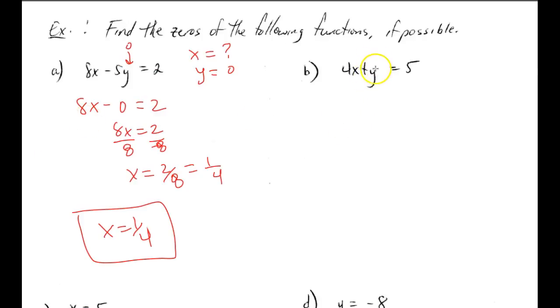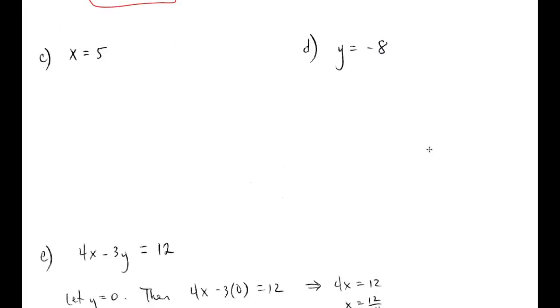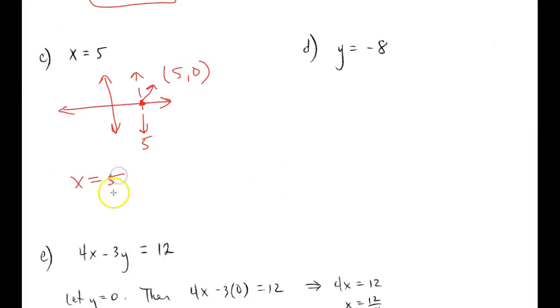Same deal here. If we plug in 0 right here, then we would just have 4x is equal to 5, and then we divide by 4, and that will be 5/4. For our next example, x is equal to 5. We know that that is a vertical line, and drawing this to give us some perspective, it is this vertical line. Since this has a point on its graph of (5, 0), x equals 5 would be the actual zero.